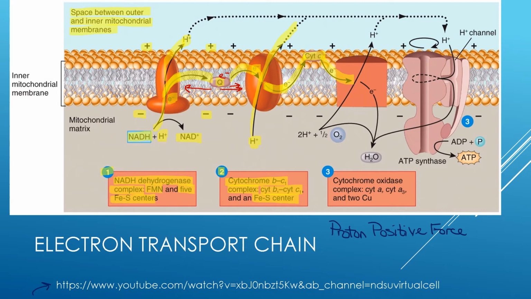So now the third proton pump, labeled number 3 here, is the cytochrome oxidase complex. Now this contains some cytochromes, cytochrome A and cytochrome A3, and it also contains 2 copper atoms. Now these electrons are passed through these electron carriers, and then it will pass its electrons to 1/2 of a molecule of oxygen. So we can kind of see this 1/2 of a molecule of oxygen. So electrons will go to that.